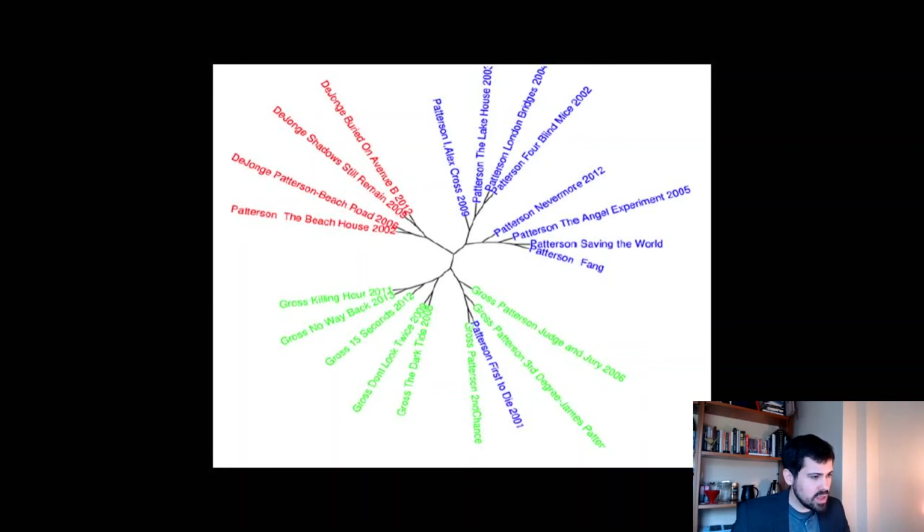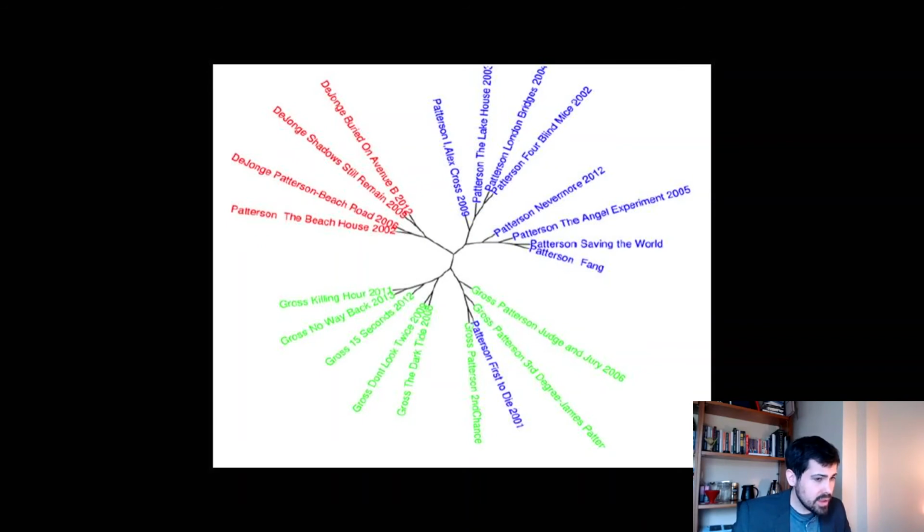And as you can see, there is closer proximity. This cluster in the bottom right, the co-authored Gross and Patterson novels, is closer to the Gross-only novels than it is to the Patterson-only novels. Not way closer, but a little closer.